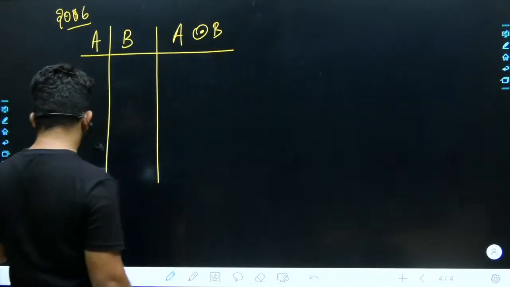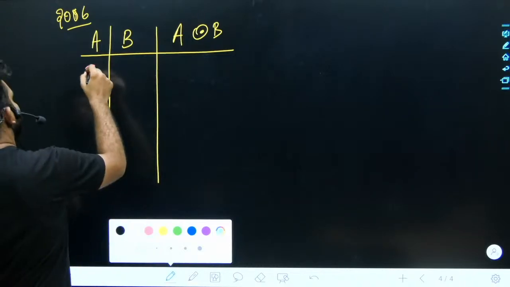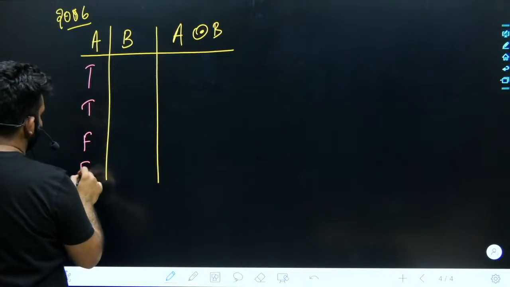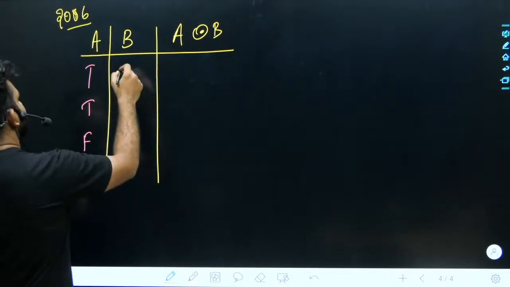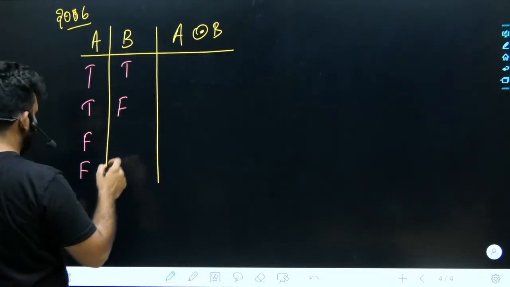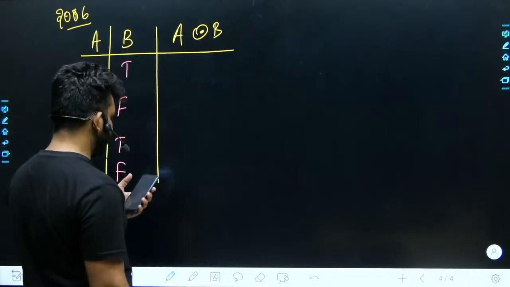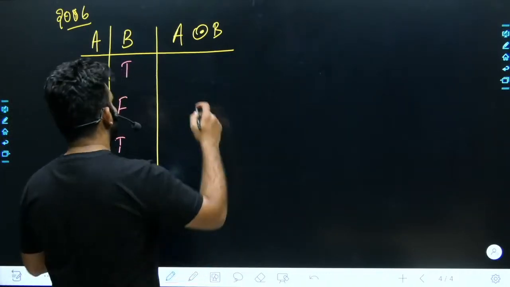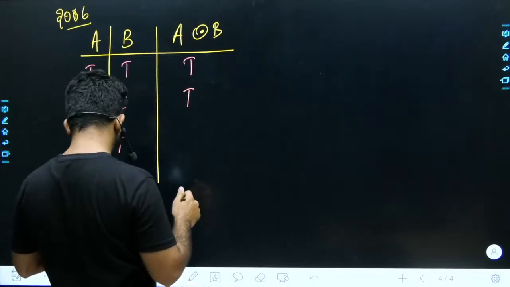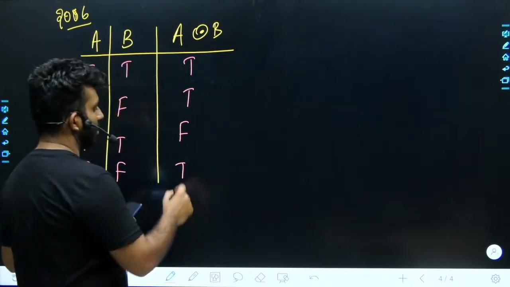Now, what is the truth table given to me? The truth table is: this is true, false, and false. This is true, this is false, this is true, this is false, and with this set of inputs, I have this as true, this is true, this is false, and this is true.